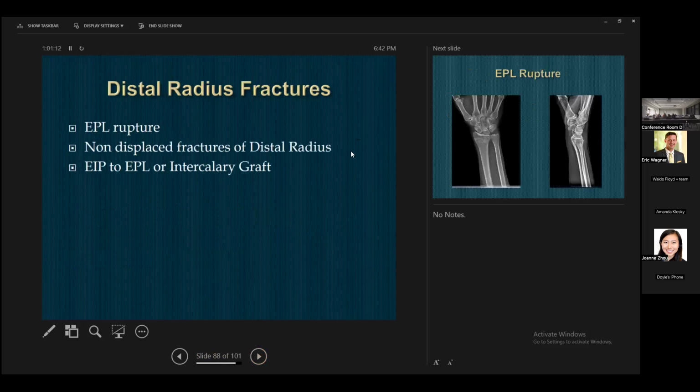And then we know the non-displaced distal radius fractures are the ones that are associated with EPL ruptures. The EPL is held to the fracture site by the third dorsal compartment. And the treatment for that usually is EIP to EPL. But Dr. Littler has a good series using intercalary palmaris longus. So either one of those is an option.